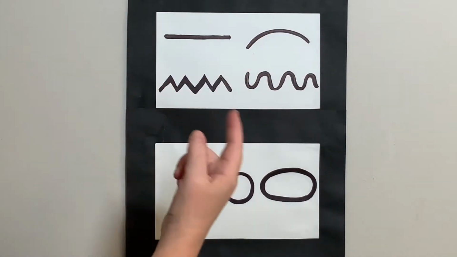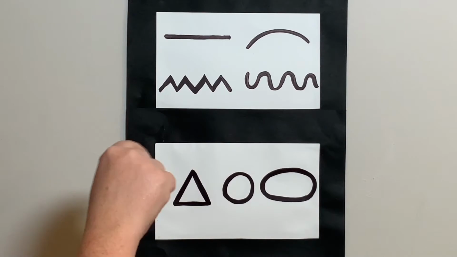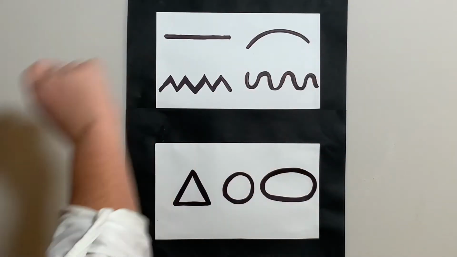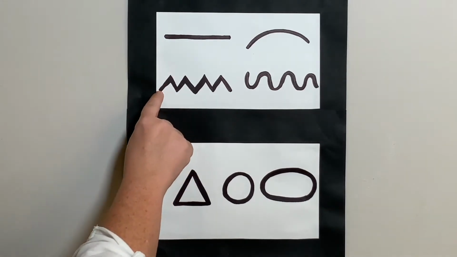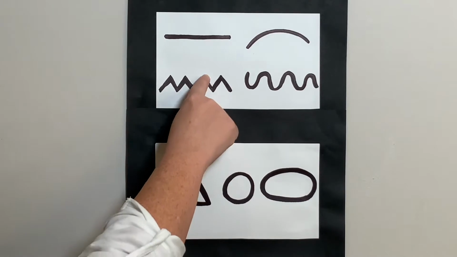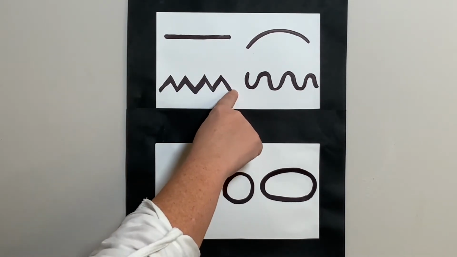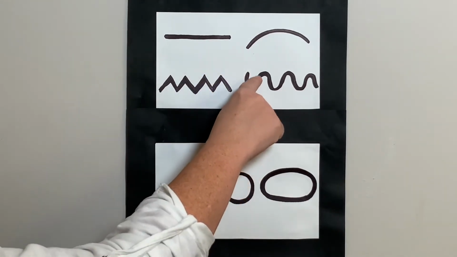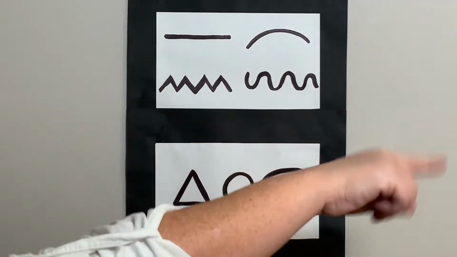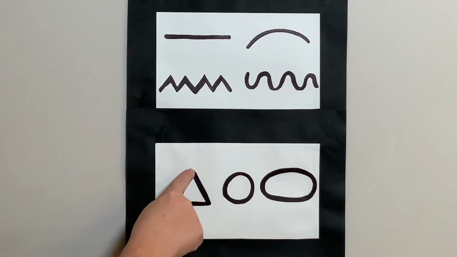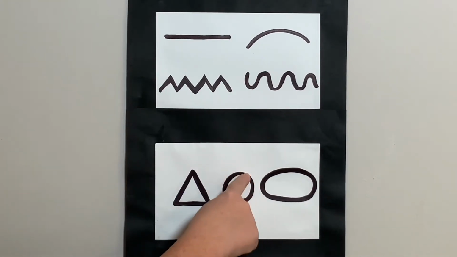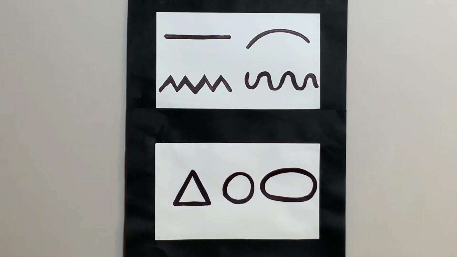And if you want to, with your magic wand, your finger, whatever you want, in the air, you can draw them with me as I say them, okay? This one is a zigzag. Very good. Zigzag line. And this one is a wavy line. You can make some big waves in the air. Now let's go over these basic shapes together. Triangle, circle, and oval. Very good.